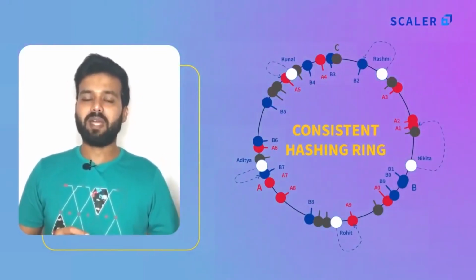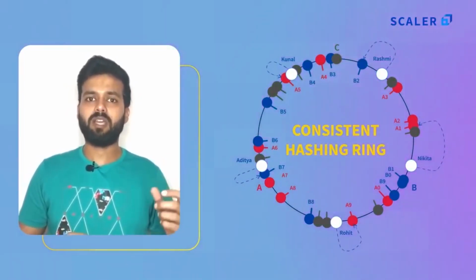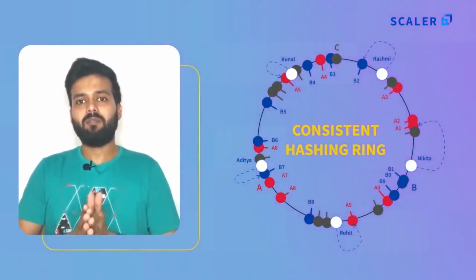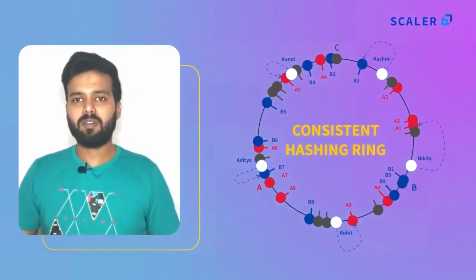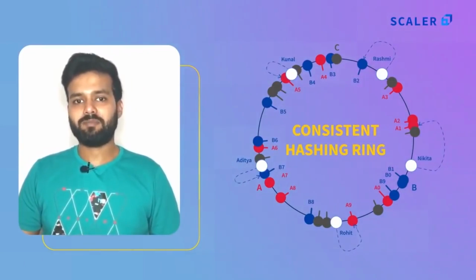Earlier also they were holding 1/n. When they had 3 servers, they were holding 1/3 of the data, and then when we removed one server, every server is holding 50% of the data.